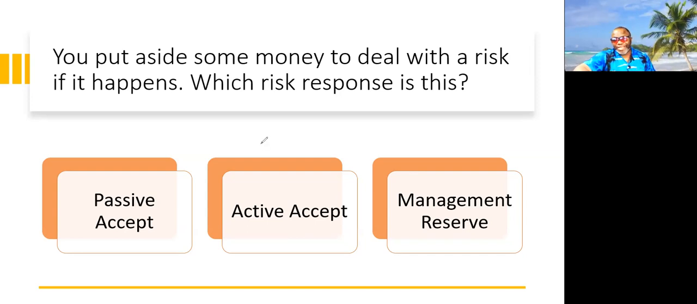So you probably guessed or done your research. Management reserves, they're not used for known risks, right? They're not used for things that we've identified up front. No. And you've got passive accept, which is doing absolutely nothing, but putting aside some money, that is active accept. I'm sure some of you got that right. In a second, let's move to our next one.